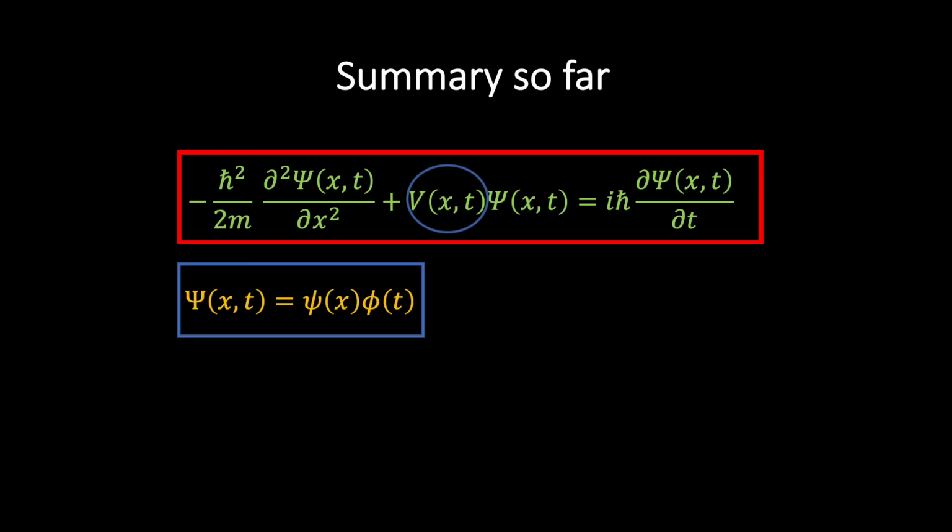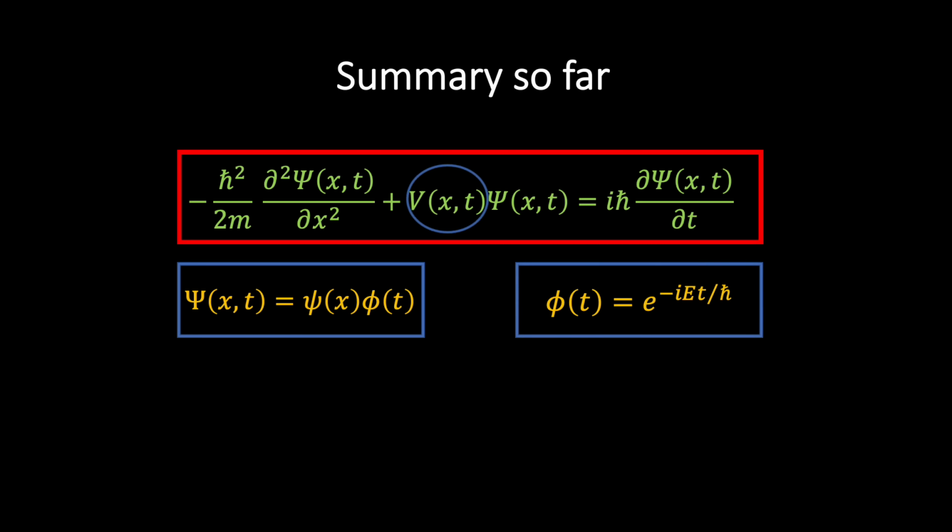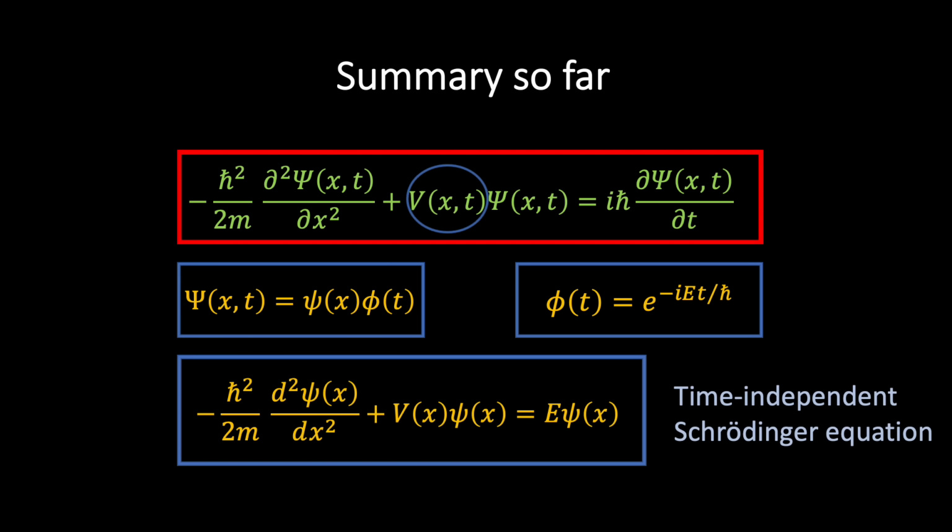By solving the time equation, we found that the time dependence can be described by an exponential function of the following form, where E represents the corresponding energy of the state. On the other hand, the spatial equation, which is aptly named the time-independent Schrödinger equation, was found to take the following form.